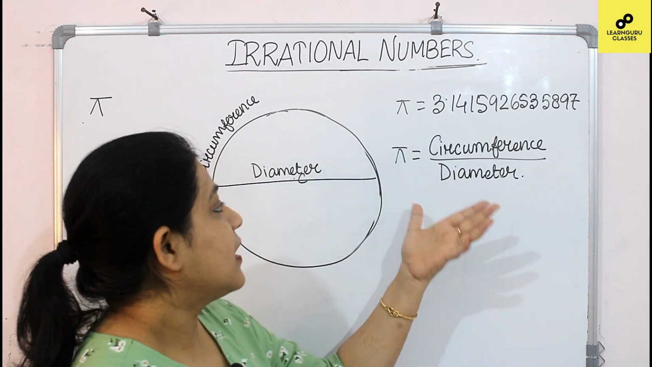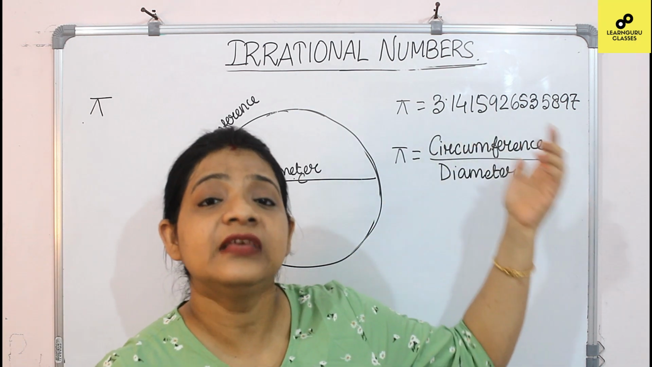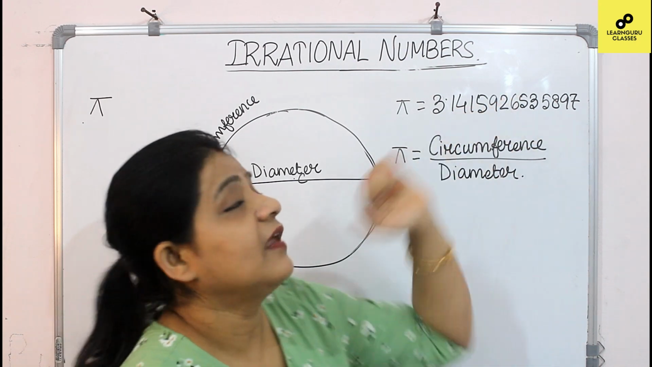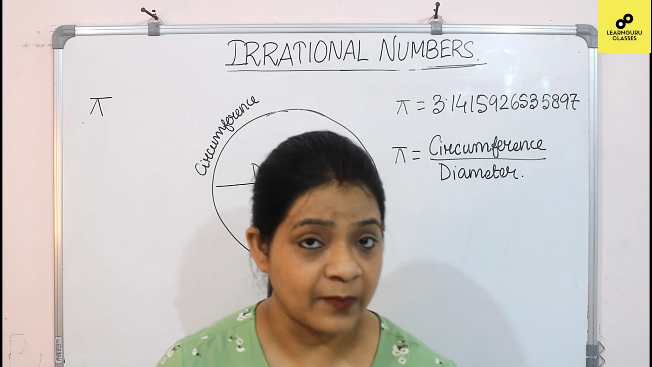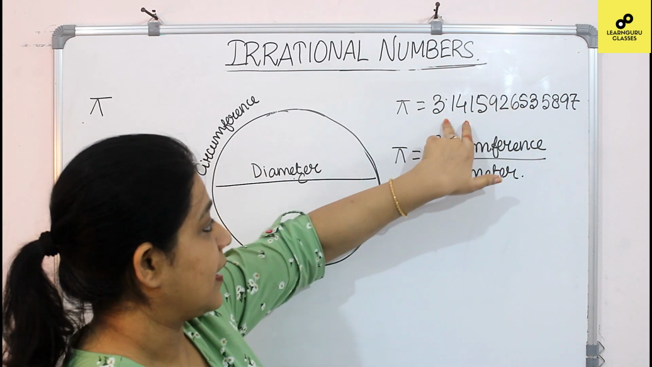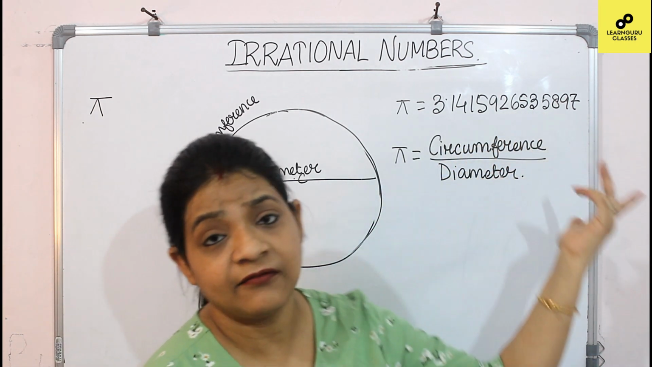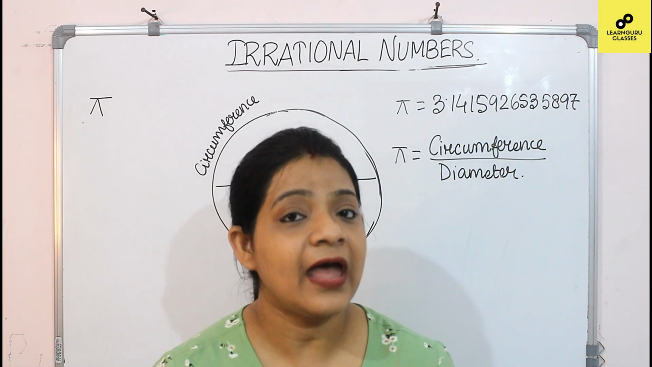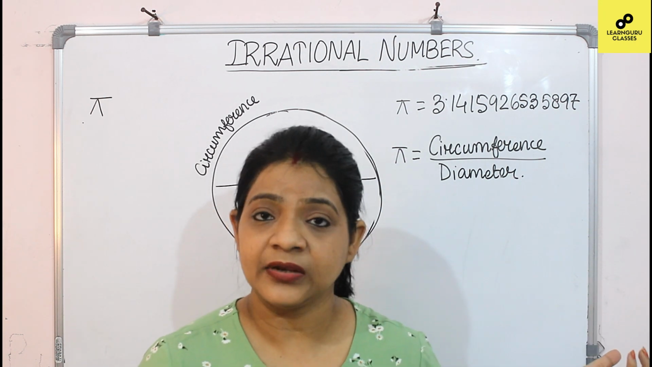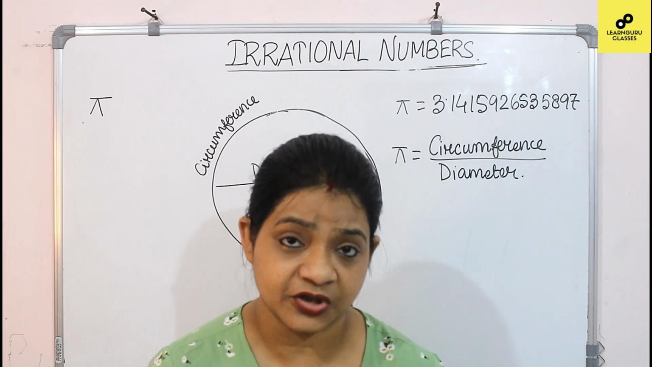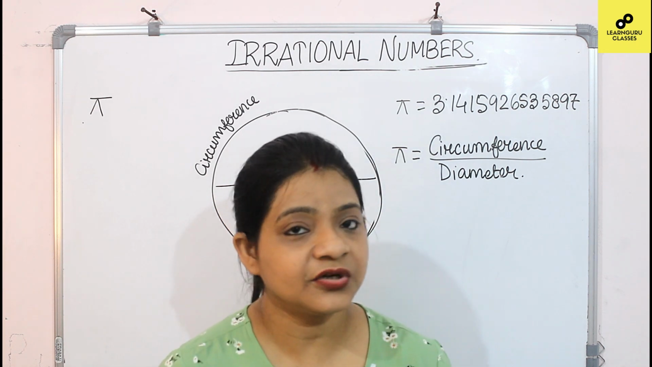Now, if you calculate pi from the circumference and diameter, you will see that pi is an example of a non-terminating and non-repeating decimal expansion. This is the value of pi: 3.1415926535897, and it will continue without end. This resembles a non-terminating and non-repeating decimal expansion. So from this value we can say that pi is an irrational number.